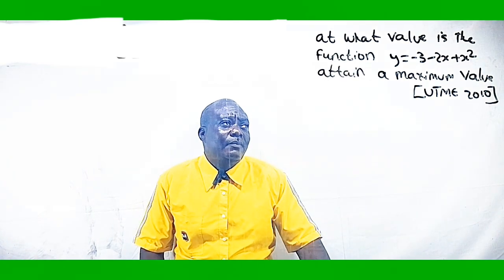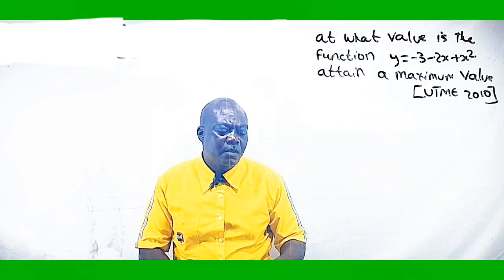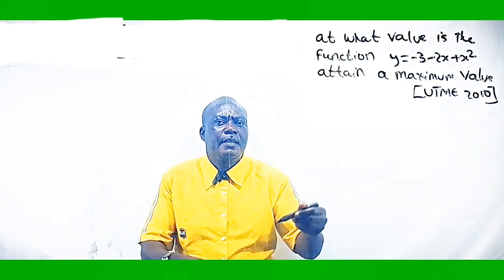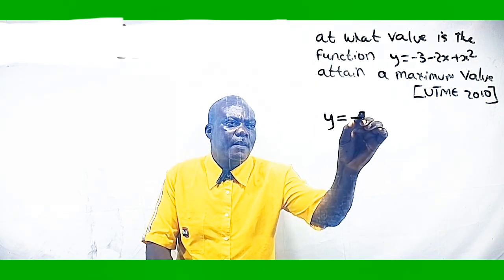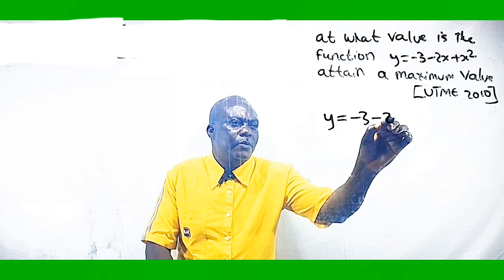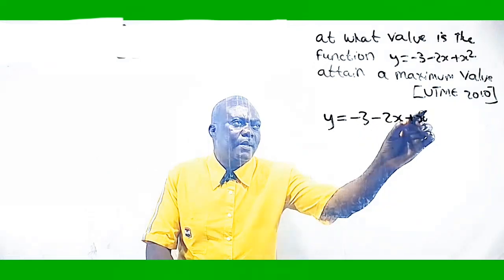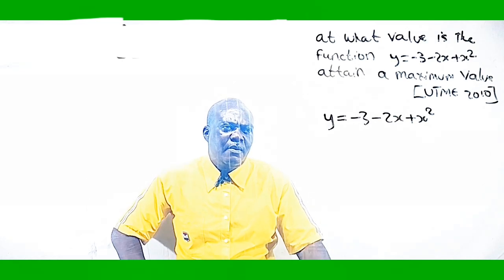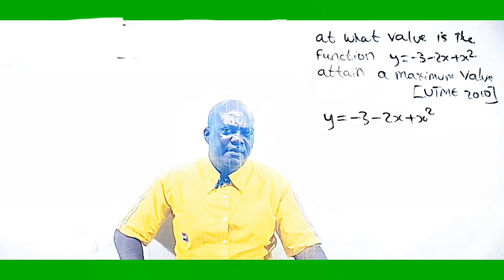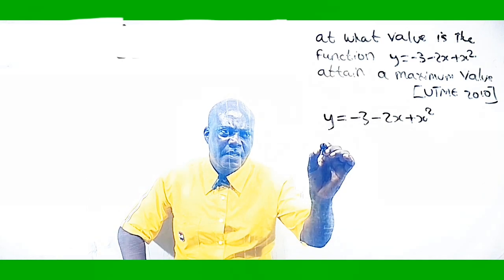At what value in the function? Which function are we talking about here? Y equals to minus 3 minus 2x plus x squared attain its maximum value. Okay, let us differentiate the function first.